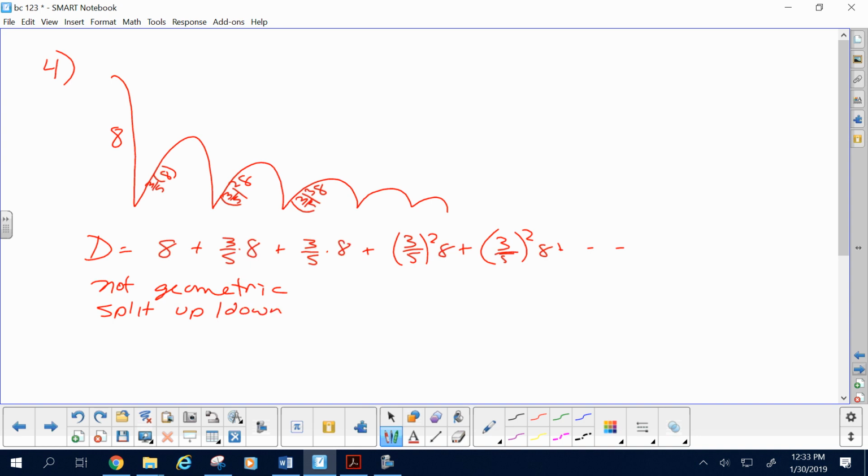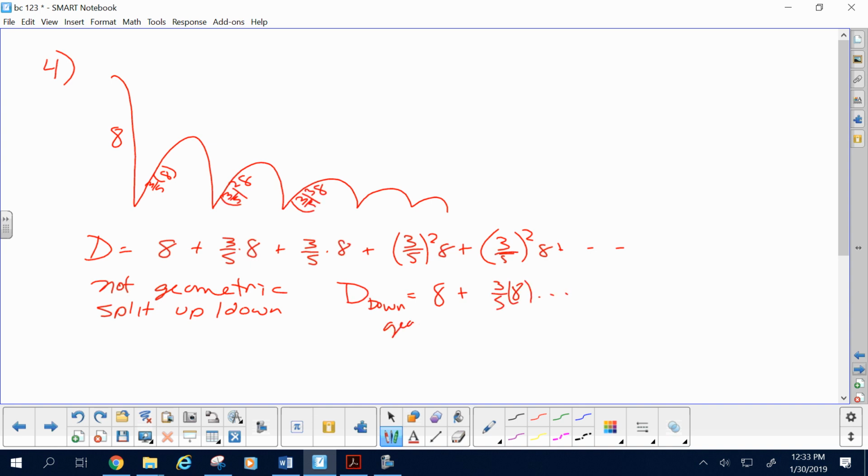Now that could be done a whole ton of different ways. You could just find each one, or you could find all the downs and double it and add 8, or find all the, there's a lot of ways to do it. But I'm just going to go this way. The distance down. If I look at all the downward distances, the first down is 8, then 3/5 of 8, and it's geometric and so on.